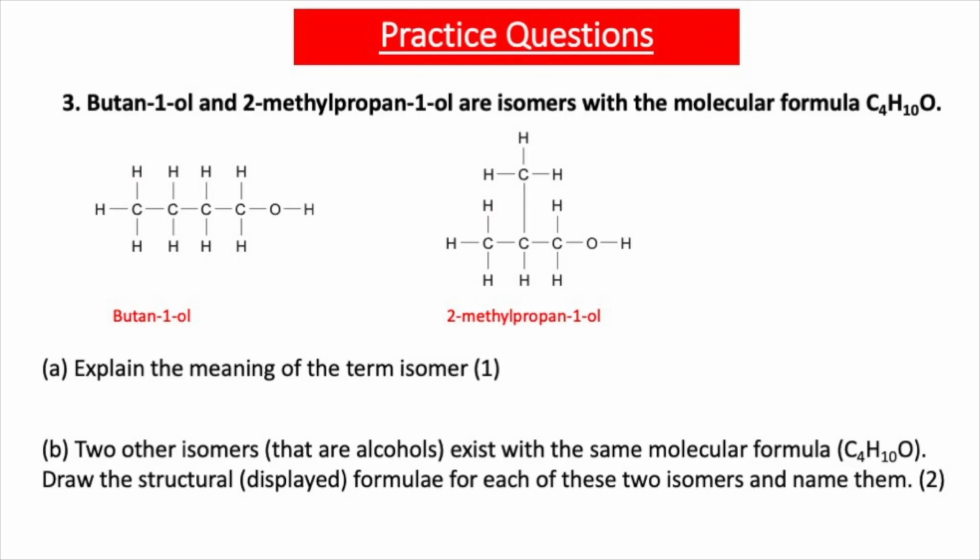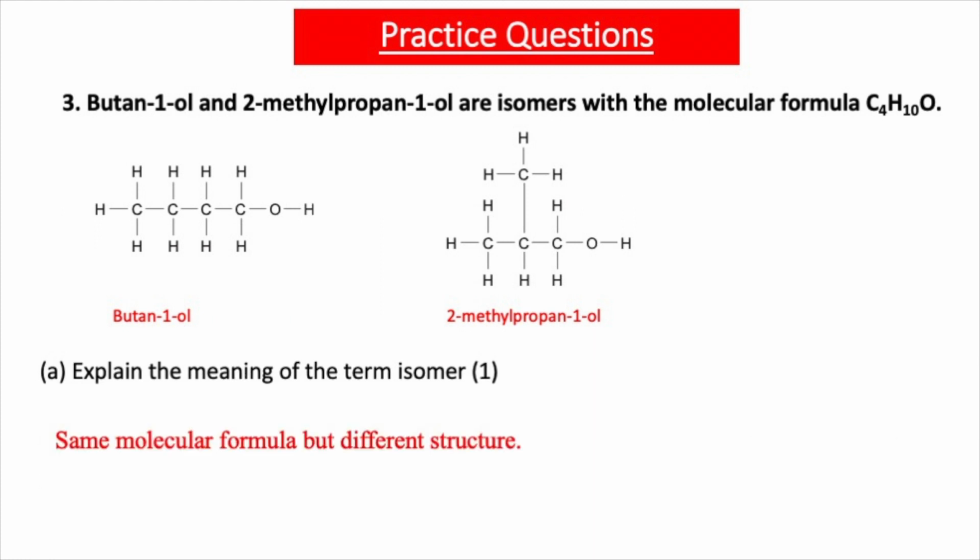So here's our last practice question. Once again, read through the question, pause the video, have a go at it, and then we'll go for the answers to parts A and B. So question 3 says butan 1-ol and 2-methyl propan 1-ol are isomers with the molecular formula C4H10O, and it draws the structural formula of butan 1-ol and 2-methyl propan 1-ol here. And question A says explain the meaning of the term isomer. Is a 1 mark question.